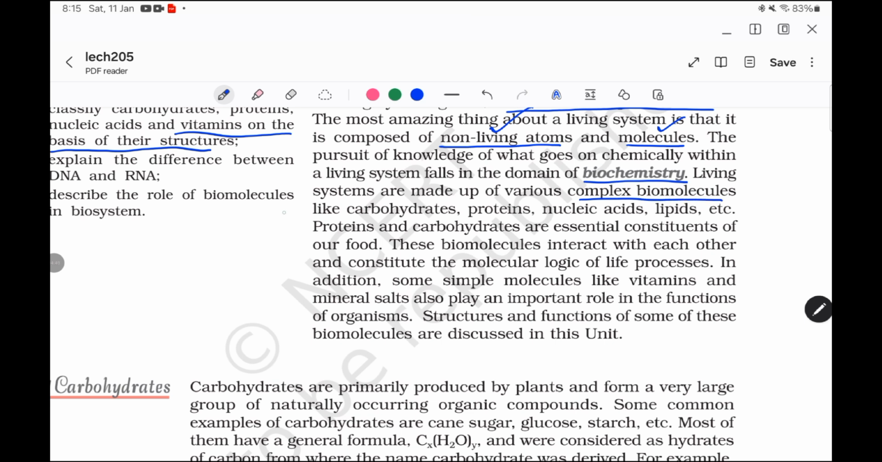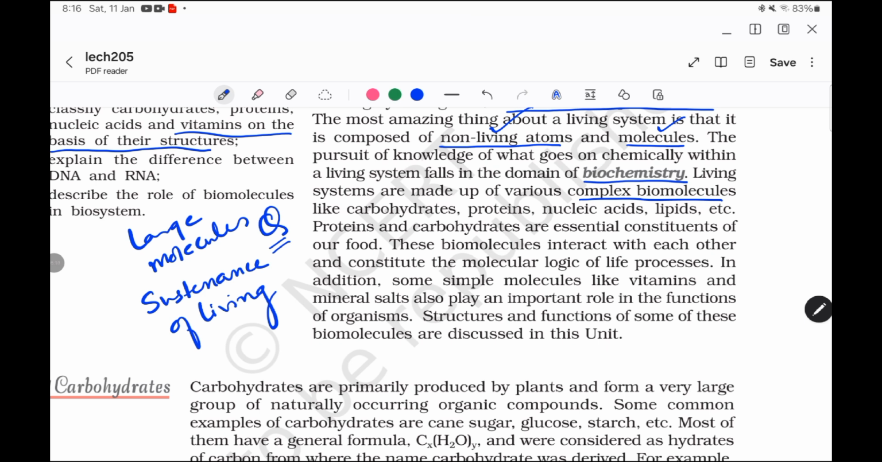What are those biomolecules? Now, the first important question which we have here for the exam is: which are the various biomolecules? Now, what are biomolecules? Biomolecules are the complex molecules, or you can say the large molecules, which are important for sustenance of life. The meaning of sustenance of life is that they're very important for us to survive.